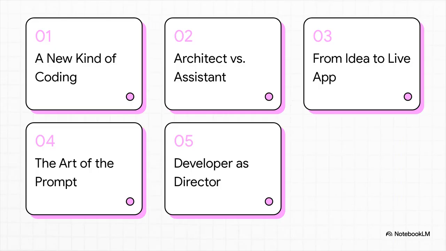So here's how we're going to break it down. First, we'll look at what this new kind of coding actually feels like. Then we'll meet the two AI minds behind it all, the architect and the assistant. We're going to follow the process from a simple idea all the way to a live app, and we'll even get into the art of giving these AIs clear directions. Finally, we'll see what this all means for the developer's new role as, well, a director.